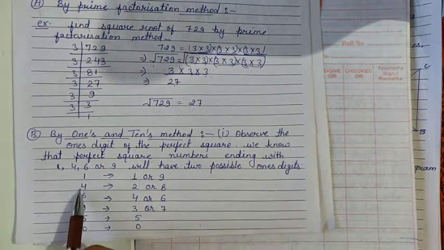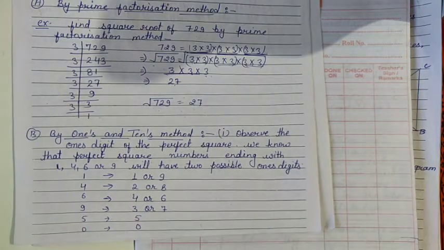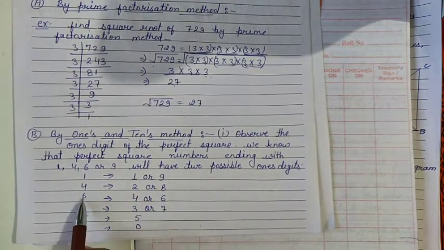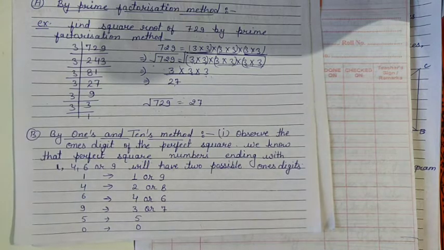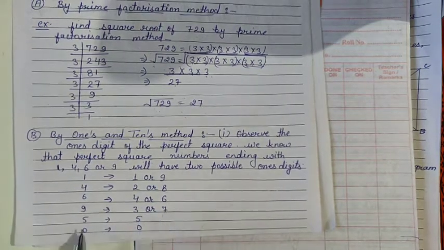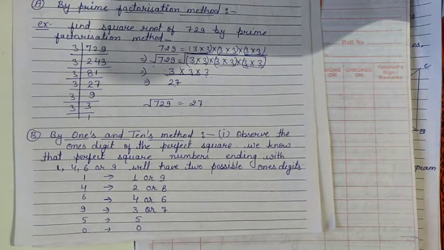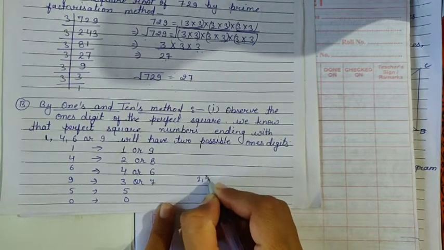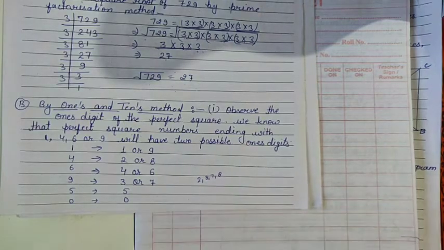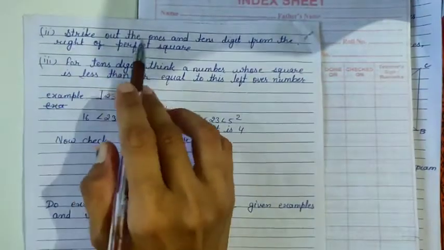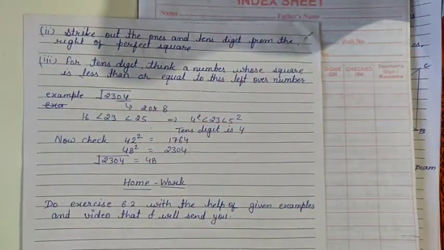And when a perfect square number is ending with 4, then the unit digit of its square root can be 2 or 8. And if a perfect square number is ending with 6, then the units digit of its square root can be 4 or 6. And students, you know that numbers which are ending with 2, 3, 7 and 8 cannot be perfect squares. After doing this process, we will strike out the ones and tens digit from the right of the perfect square.